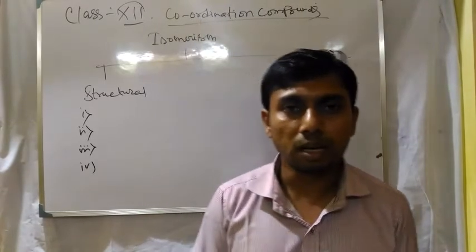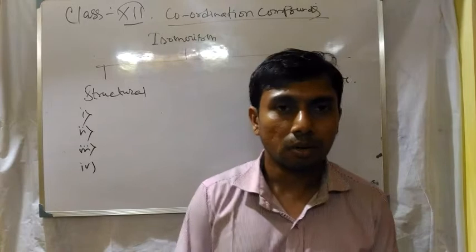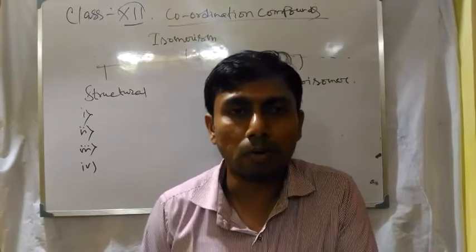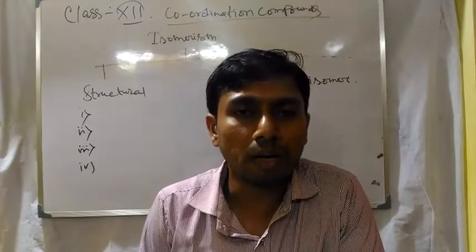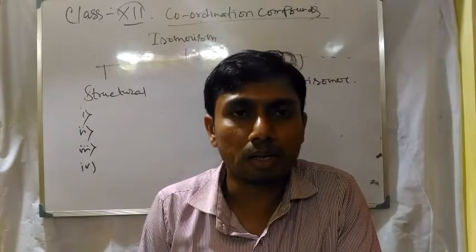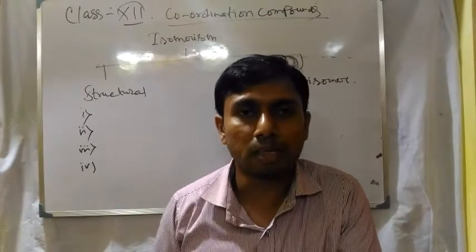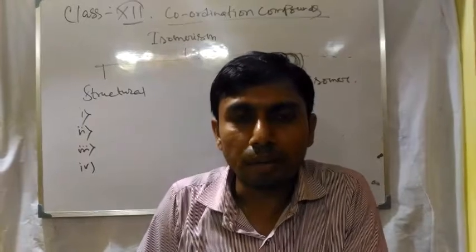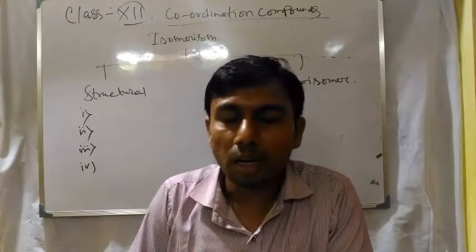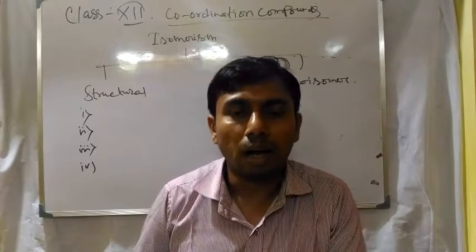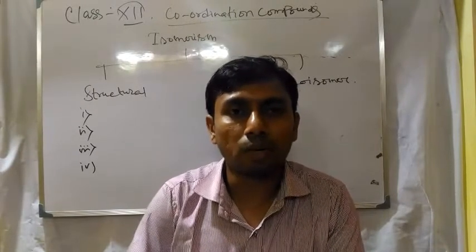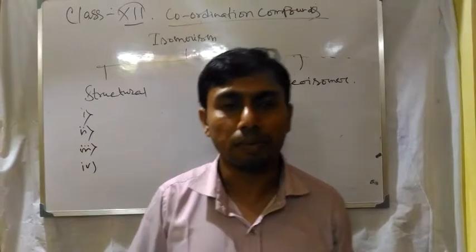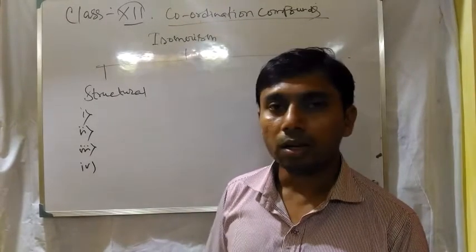Now, isomerism is an important part of coordination chemistry. What are isomers? Compounds having the same molecular formula but different properties are known as isomers. Examples are D-glucose, glucose and fructose. These are examples of isomers, right? Now, we can classify the coordination isomers in two different ways.